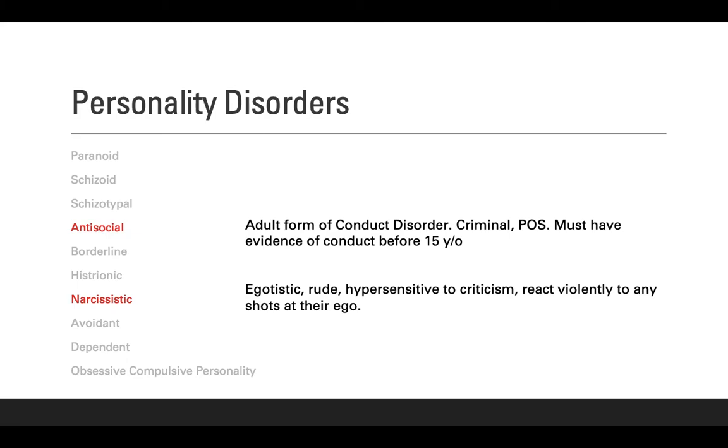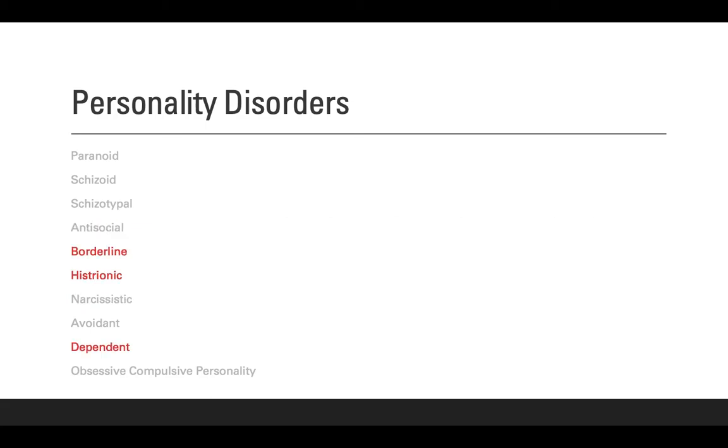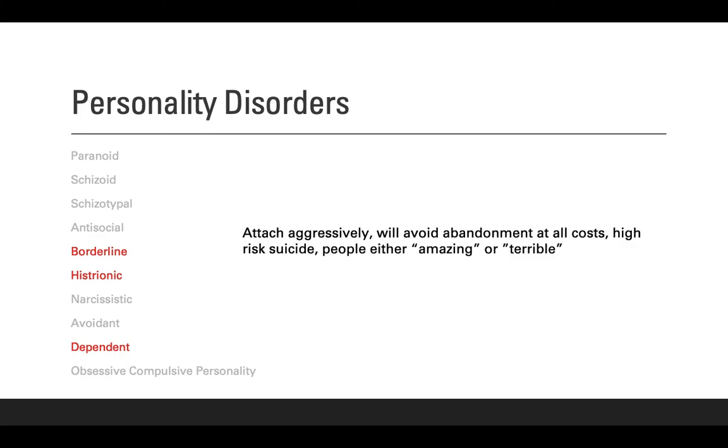They can't handle criticism at all, even if you weren't being rude, even if it was one of your better friends. That's this person. All right. Borderline, histrionic, dependent. Again, kind of the same loose association, but they are usually answer choices. Borderline, they attach aggressively and will avoid abandonment at all costs.